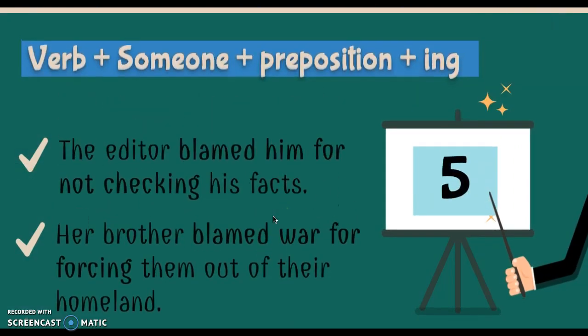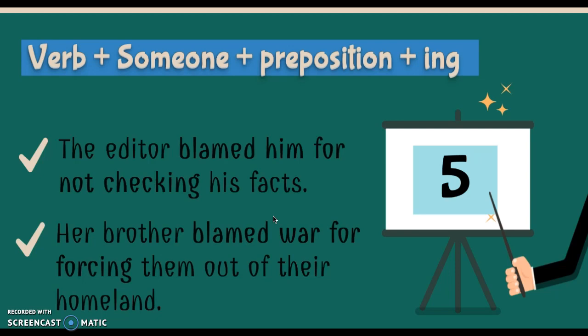Okay. Number 5, we have verb plus someone plus preposition plus ing. The example is, the editor blamed him for not checking his facts. You can see here the verb blame, in this case in past. Someone here is not specific, it could be him, in this case. The preposition here is for in those examples. And the last verb is with ing, checking.